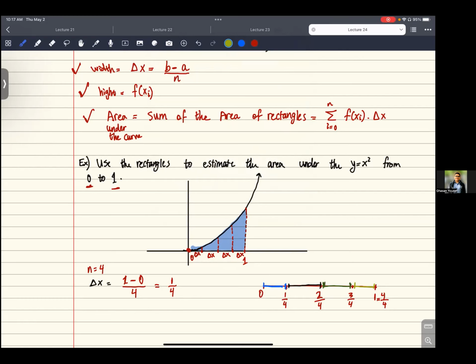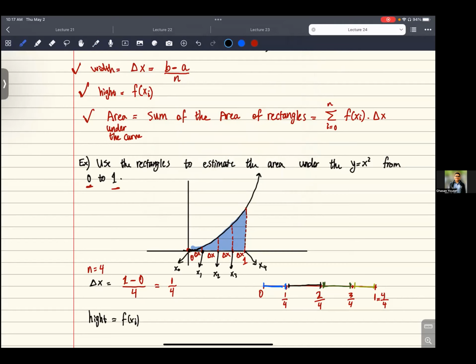Now the height is different. Sometimes I can choose the height to be f of xi. So the height is the same as f of xi. This point here I can call x1, this point is x2, this point is x3, this point is x4, and this point here is called x0.